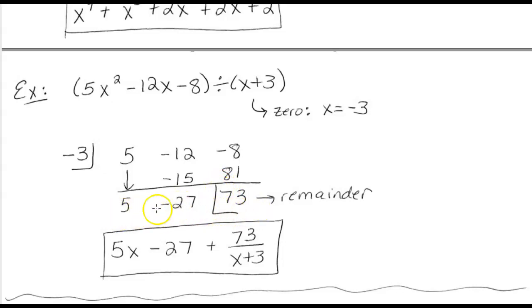These numbers here would be coefficients of my quotient. So if this was a second degree polynomial and I was dividing by a first, my answer is a first degree. So this would be 5x to the first minus 27 plus my remainder was 73, and it always gets put on top of what I was dividing by. So 73 over x plus 3.